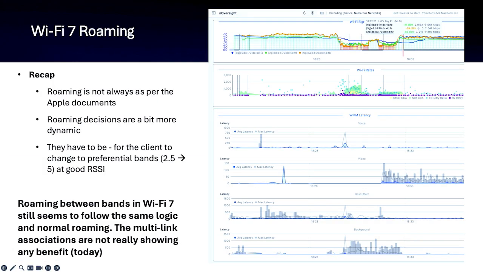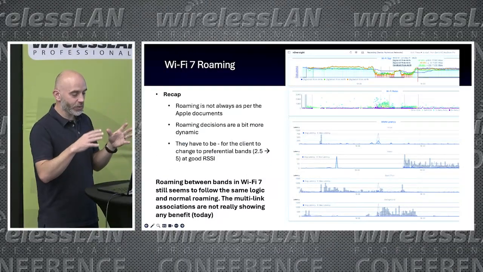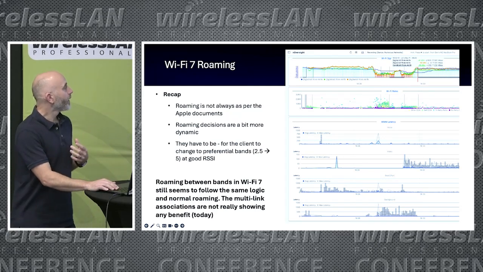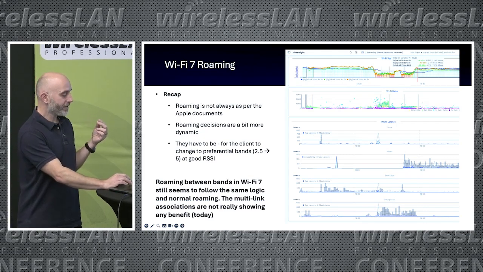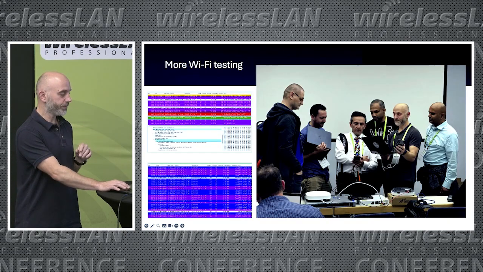So the recap is we've done lots and lots of testing. We've been able to make it change bands. You can see error rates, TX rates, congestion rates all going up, latencies going up. But the roaming decisions are quite dynamic, and roaming in Wi-Fi 7 still seems to be very much using the logic that the rest of roaming uses.